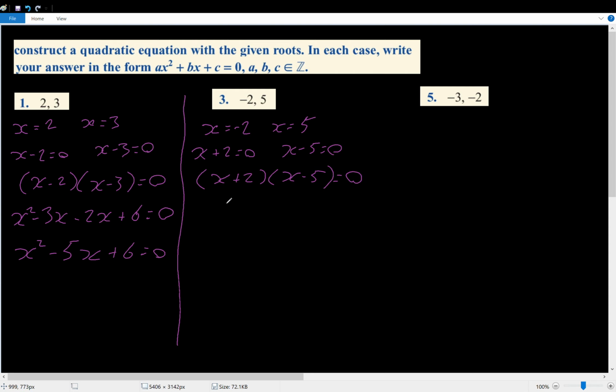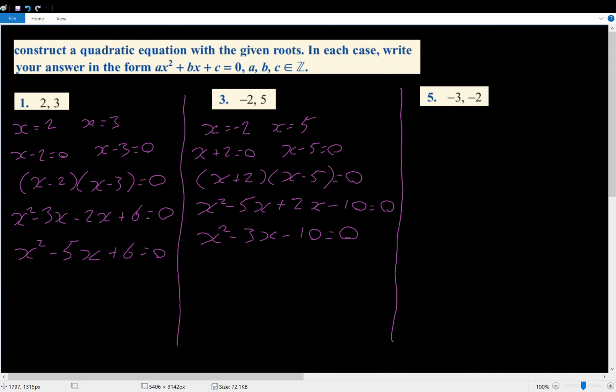Now we're going to multiply those brackets out. So x times x is going to be x squared, and x times minus 5 is going to be minus 5x. And 2 times x is going to be plus 2x. And 2 times minus 5 is going to be minus 10. That's all still equal to 0. And we sum that up. We get x squared, minus 5 plus 2 is minus 3x, minus 10, is equal to 0. And that's our quadratic equation for question 3.